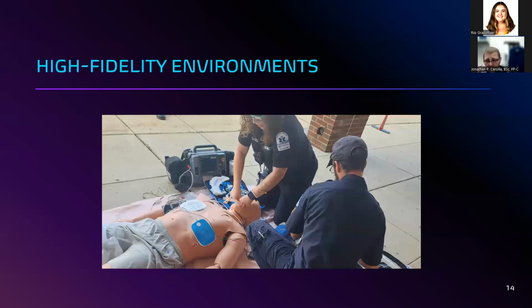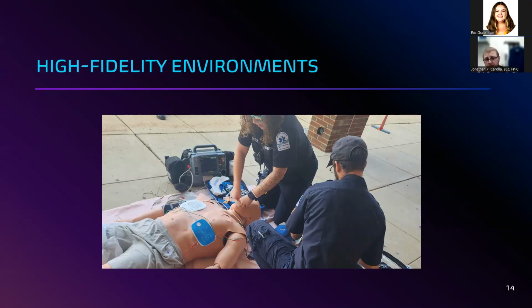When we talk about high fidelity environments, you take a mannequin, you throw it outside, and then you let a provider work. This is a picture of a drill that we did of an active shooter training. Thank you for putting that. And this was an active shooter training that we did with local law enforcement, fire, and us in one of our coverage areas. And we were part of this response.